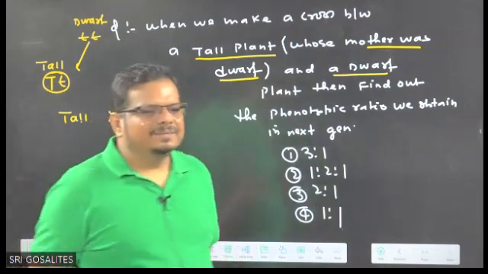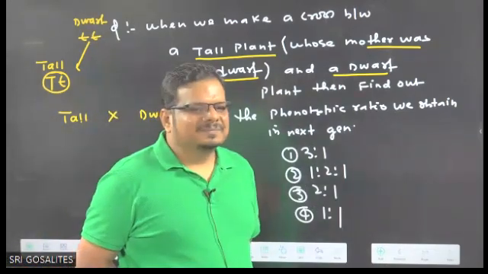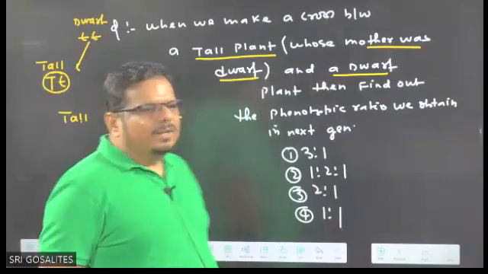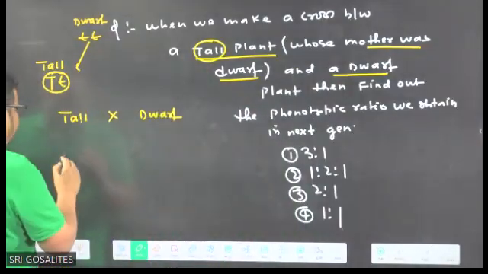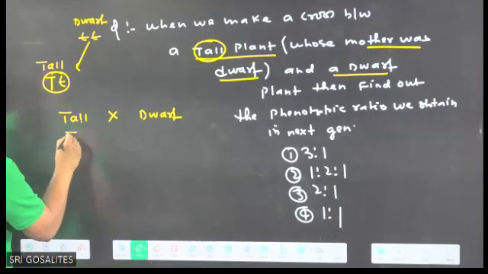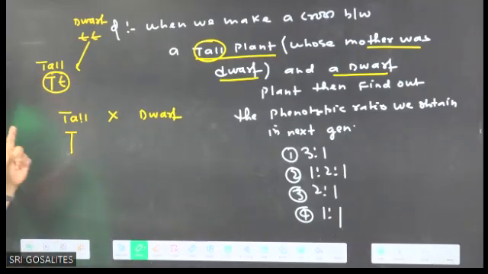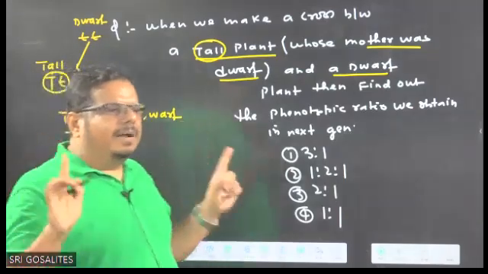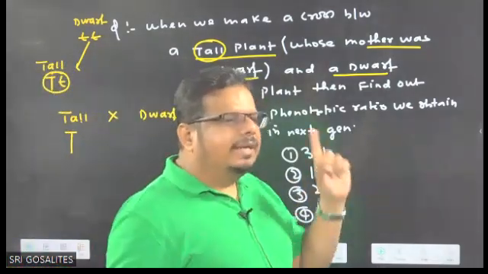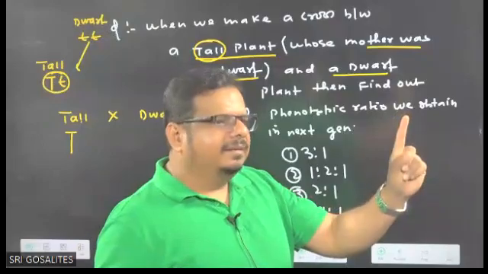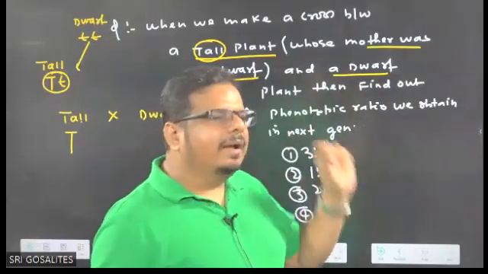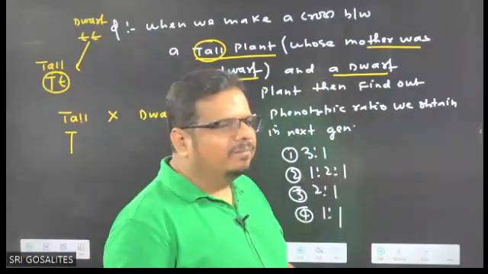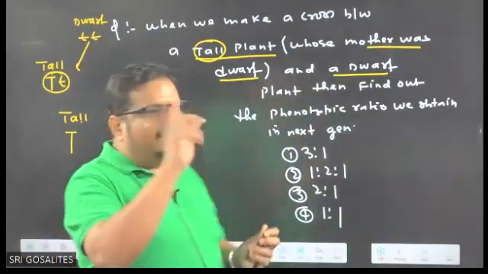Everyone got it? Yeah, because the plant itself is tall. It is a tall plant. And as I told, if the plant is tall, by default, who will come? Capital T will come. If I am telling a plant is tall, it means by default they have at least one capital T. If there is no capital T, it is not possible to become tall. So plant is tall means it is capital T. Clear? One capital T is there.